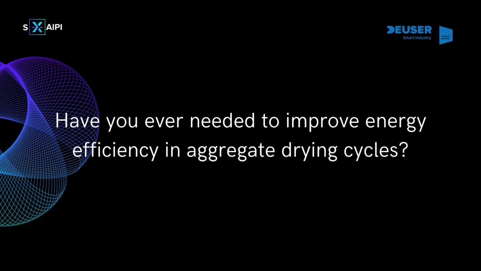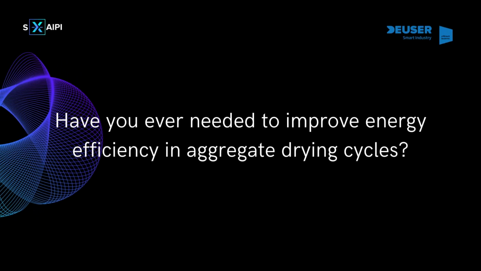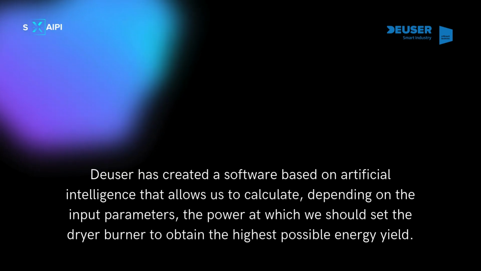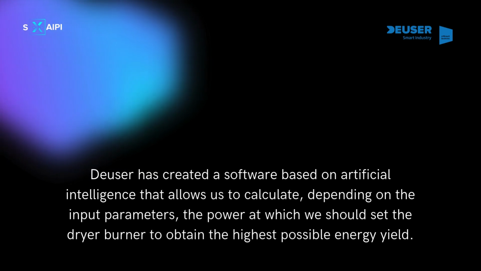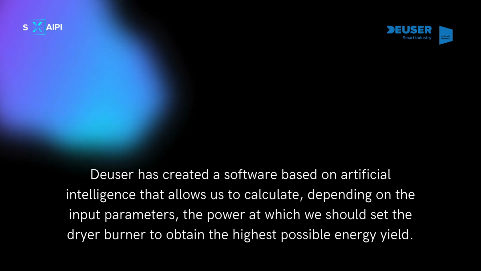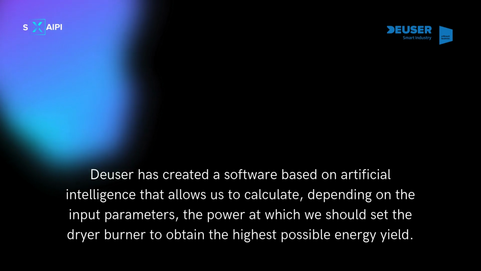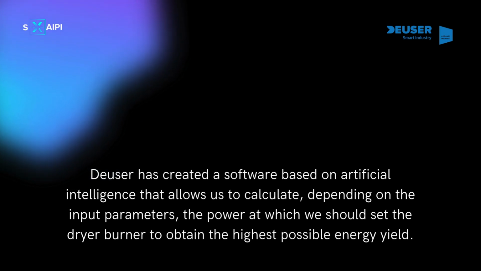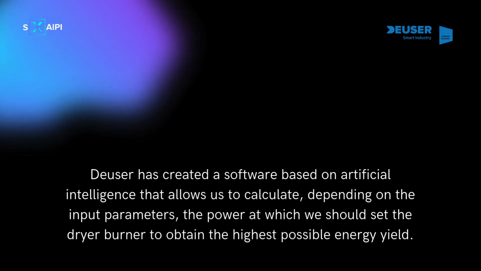Have you ever needed to improve energy efficiency in aggregate drying cycles? Deusser has created a software based on artificial intelligence that allows us to calculate, depending on the input parameters, the power at which we should set the dryer burner to obtain the highest possible energy yield.